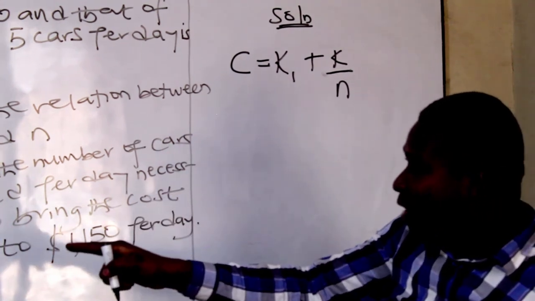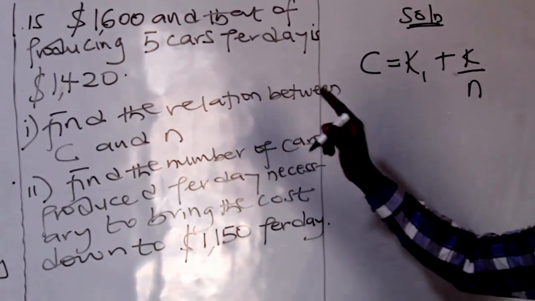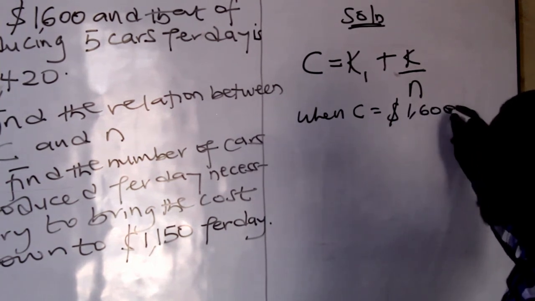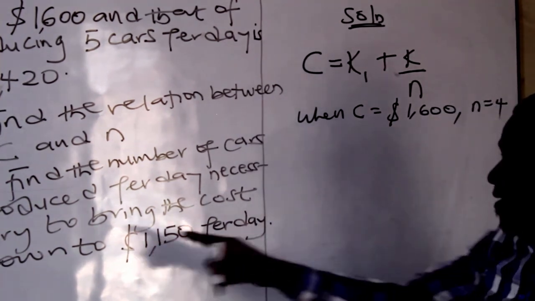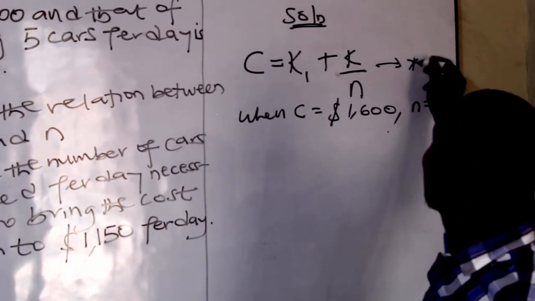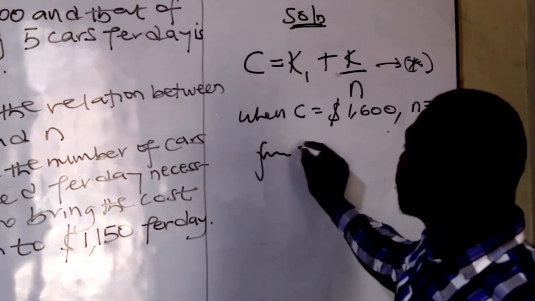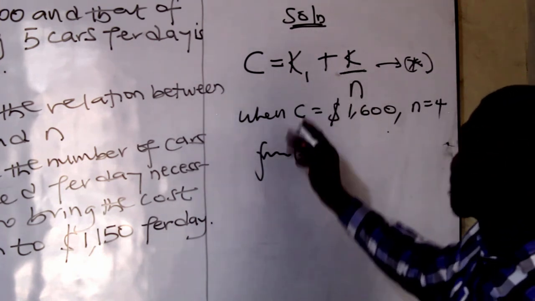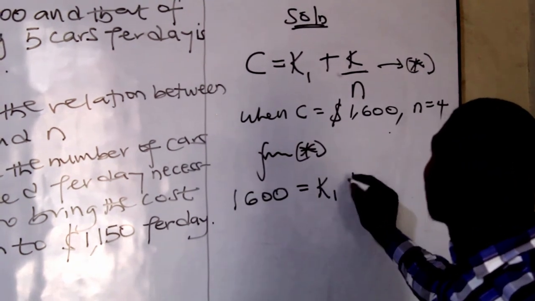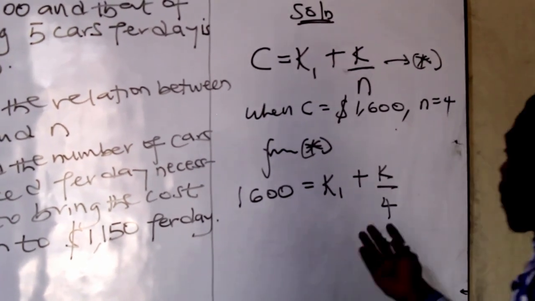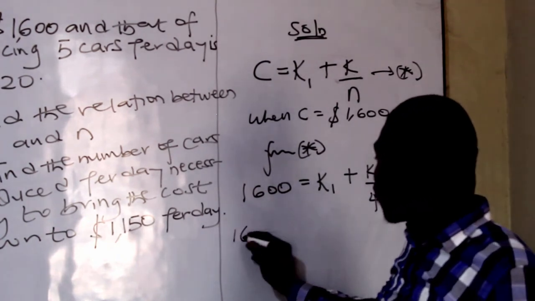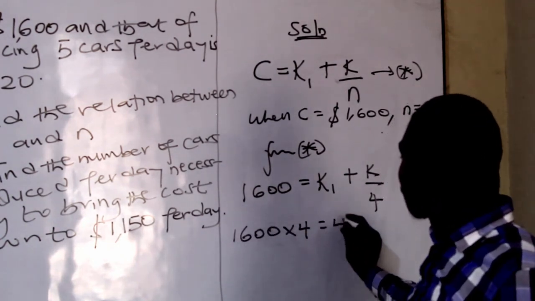The cost of producing 4 cars per day is $1,600, right? So it means when the cost is $1,600, the number of cars is 4. Because they said the cost of producing 4, that is it. So let's chip this into equation star. Okay. So from equation star, you make reference. Cost, 1,600, equals K1 plus K over 4. Now what you have here is a linear equation. You have to multiply through by 4. So that is what you see here.